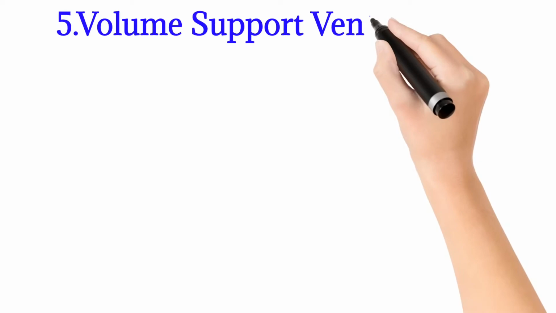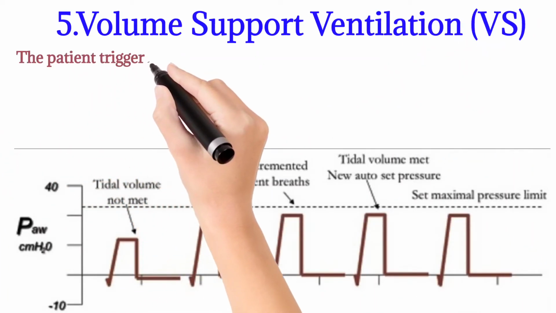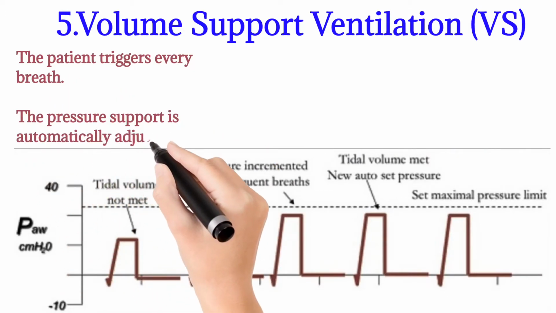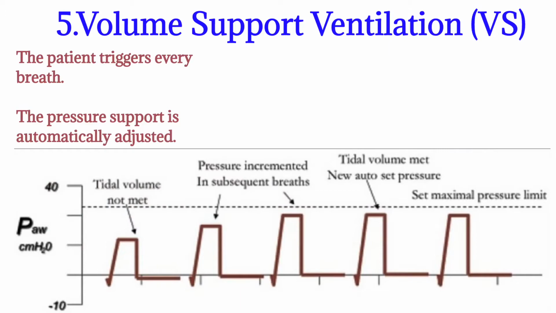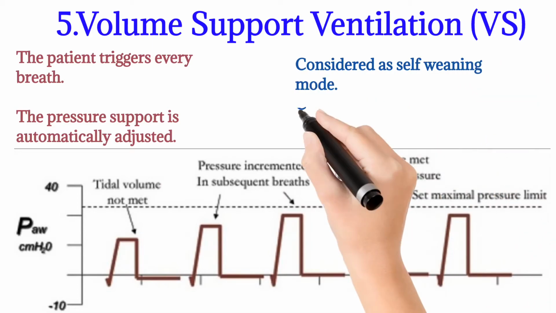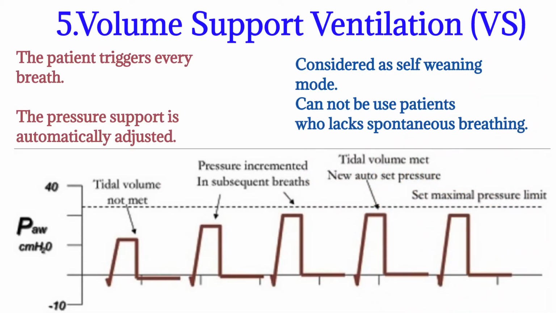Volume support ventilation, VS. In volume support ventilation, the patient triggers every breath, controlling his own respiratory frequency and inspiratory time. The pressure support is automatically adjusted up or down according to the patient's lung compliance or resistance to deliver tidal volume. This volume support mode, considered a self-weaning mode, cannot be used in patients who lack spontaneous breathing effort.